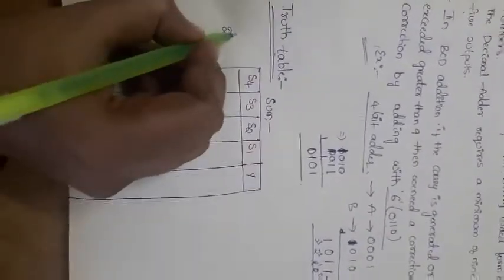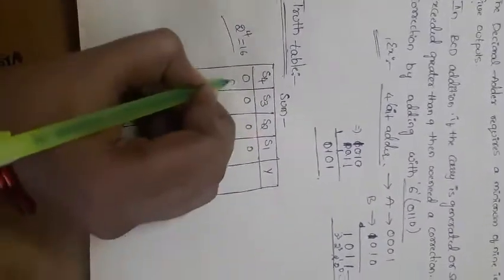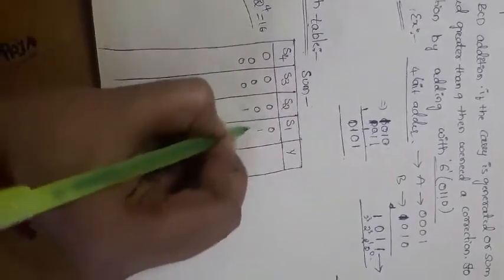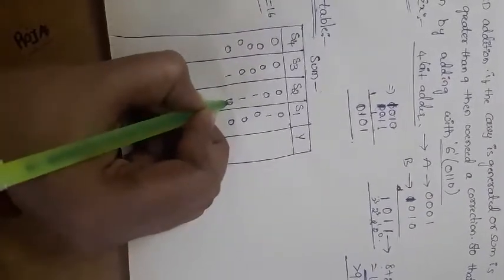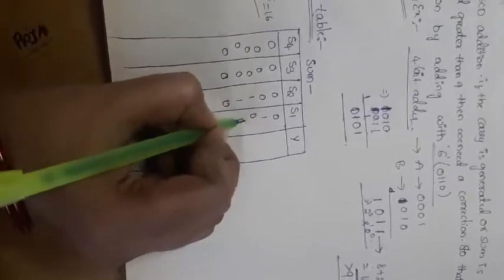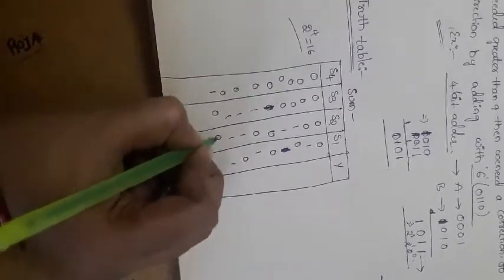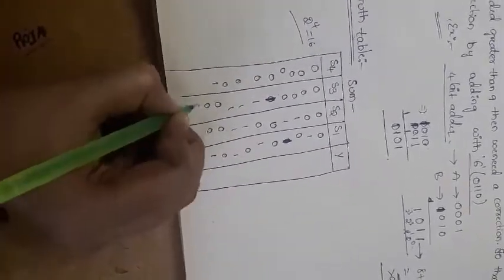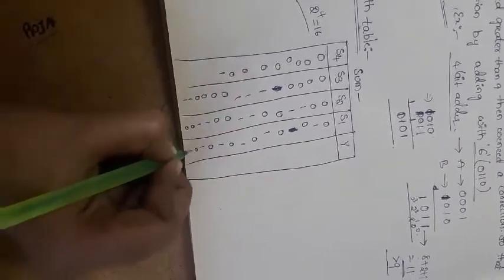Now if you have 4 inputs, how many possibilities do we get? 2 to the power 4 is totally 16 combinations. 0000, 0001, 0010, 0011, 0100, 0101, 0110, 0111. Okay, now write it from 8: 1000, 1001.